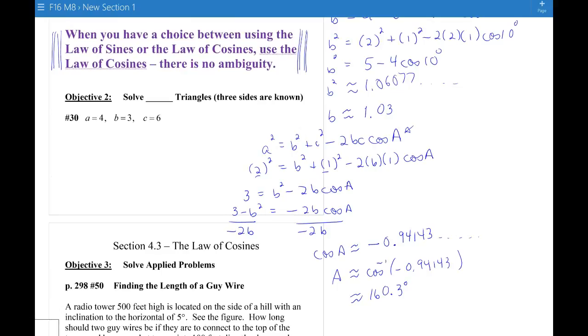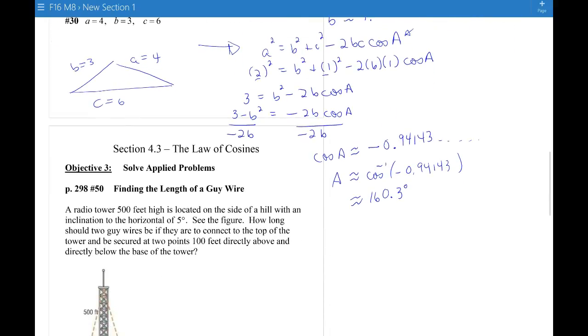So let's look at number 30, where we know 3 side lengths. So I'm going to put side C here because it's the longest, and then I'm going to say side B is 3 and side A is 4. So we're going to use this idea here again, where if we know 3 side lengths, we can solve for the cosine of one of the angles. So let's start with a squared equals b squared plus c squared minus 2bc cosine of angle A, and that's going to allow us to solve for angle A.